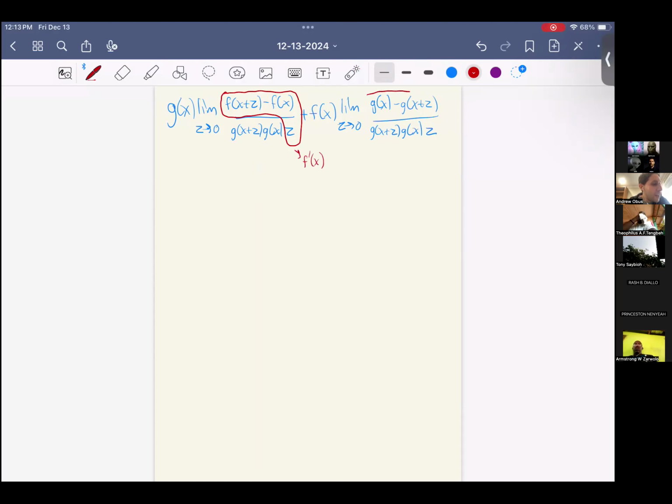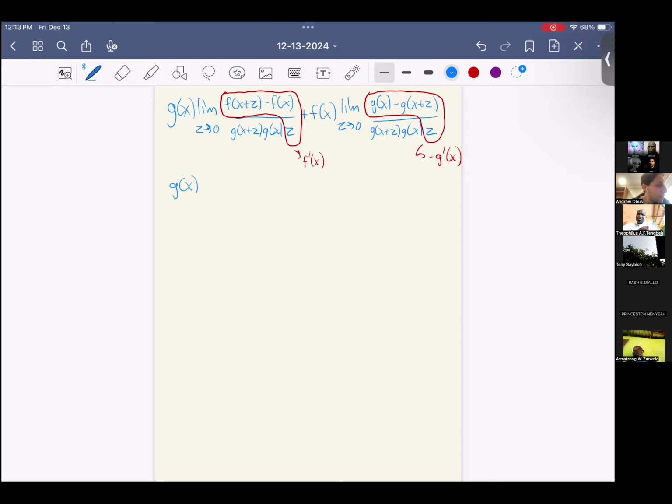And likewise, g of x minus g of x plus z over z, well, it's not quite the definition of the derivative of g. The derivative of g would be g of x plus z minus g of x over z. Instead, the subtraction is reversed, so it's actually negative, but it's almost the same, it's just negative. So this is equal to negative g prime of x with these limits.